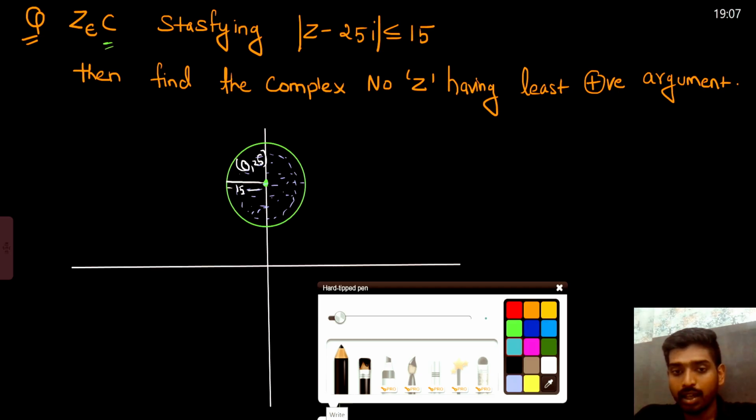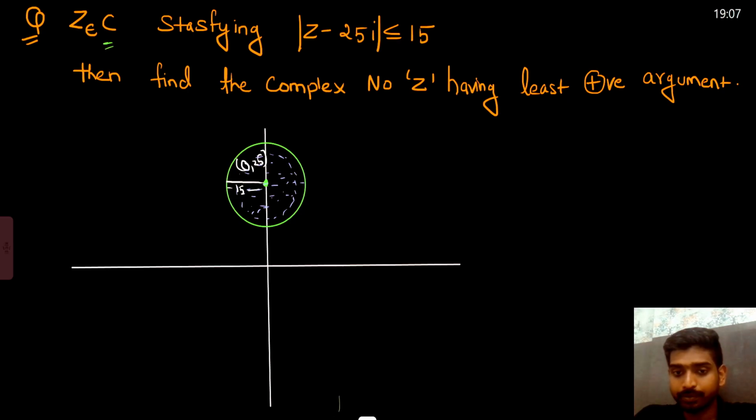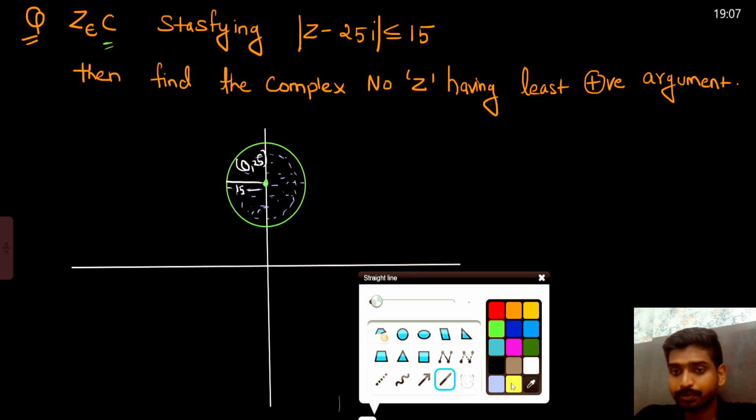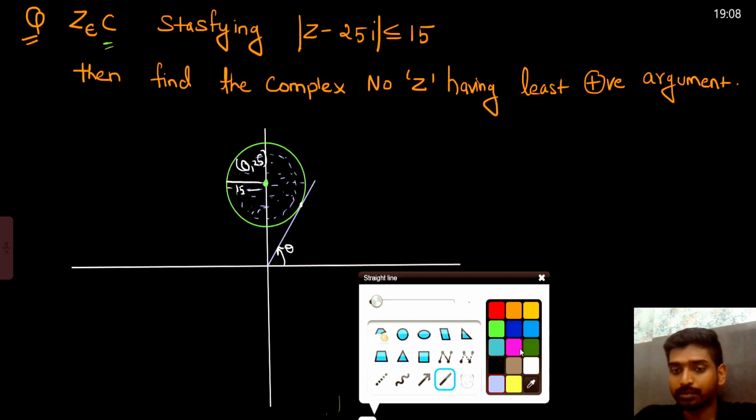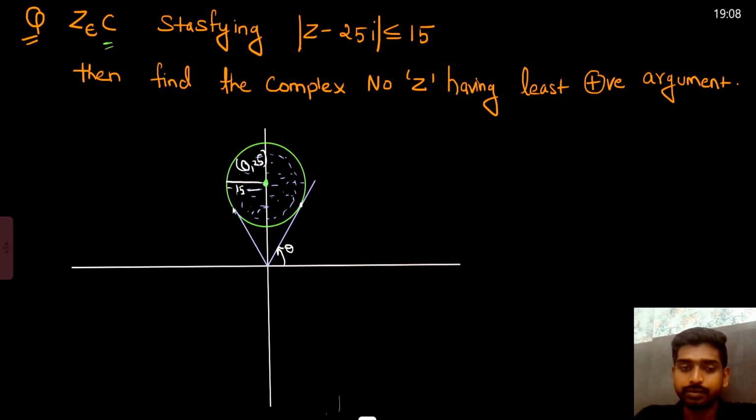So if I see, argument means we'll measure after joining that complex number with origin. So we'll join any complex number with origin and we'll see. Suppose this is a complex number. This complex number will make this much angle theta. If I draw any other complex number, suppose I draw this complex number.